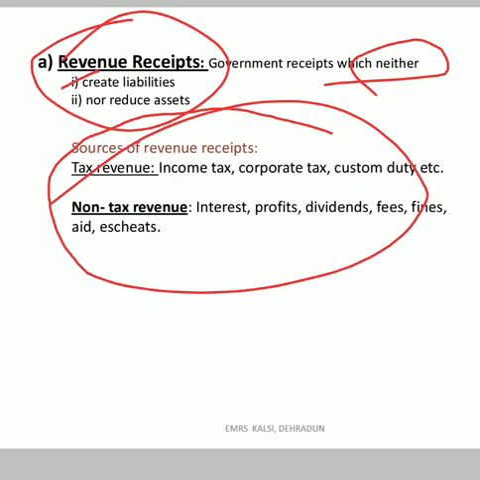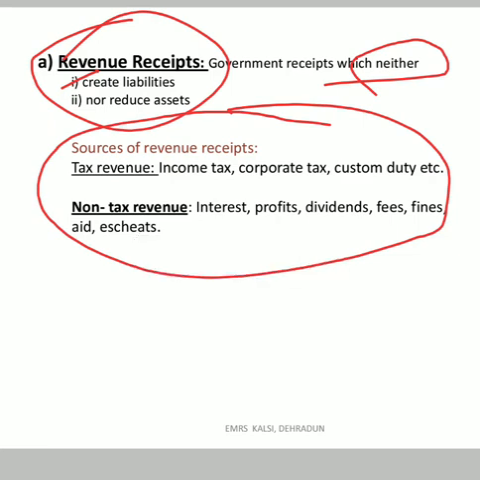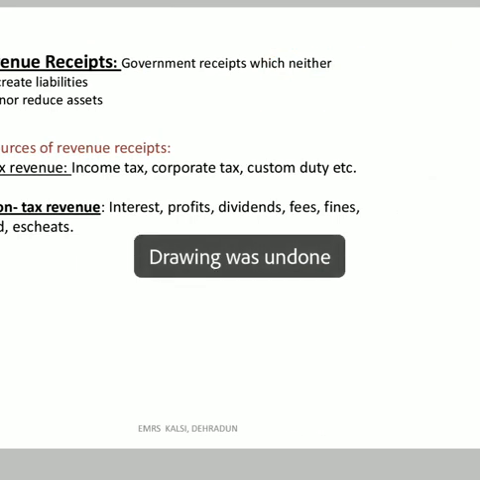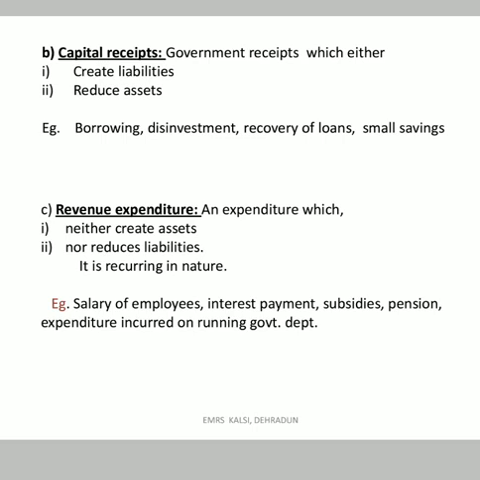I repeat again, government is getting money in these forms, but for that money government is neither creating liability nor reducing its assets or selling its property. Then this money will be counted under revenue receipts. Now the second thing is capital receipts. Now it is the opposite.